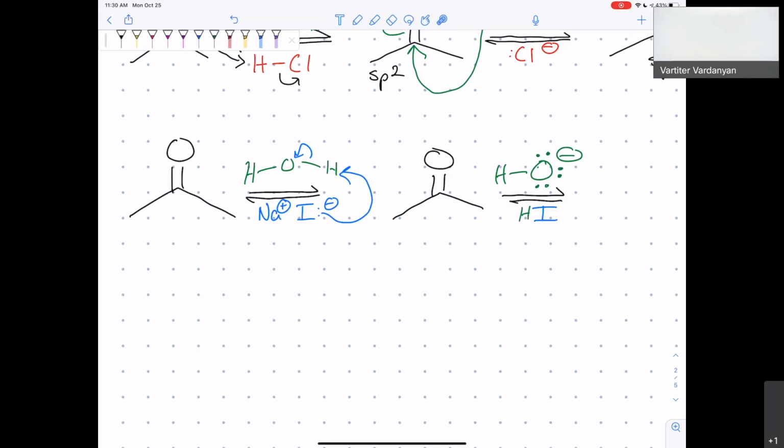Yes, so it can attack the carbonyl carbon. Bam. And we bring these electrons up. And again, what happened to the hybridization? Yes, sp2 to sp3. Perfect. You do, but we're going to do it in the next step.